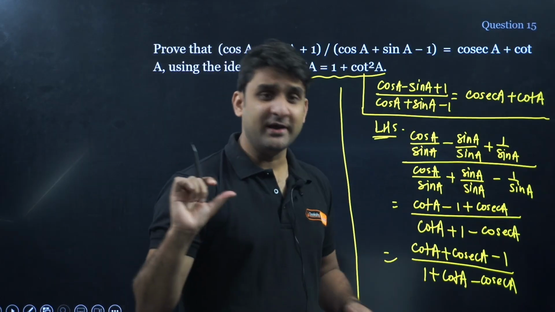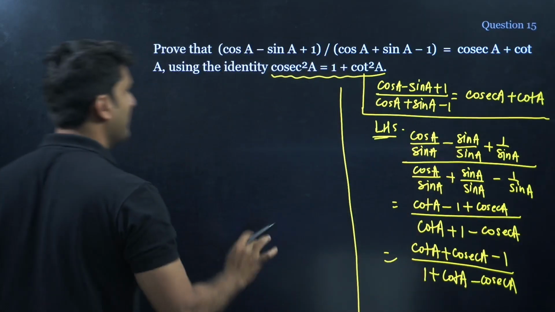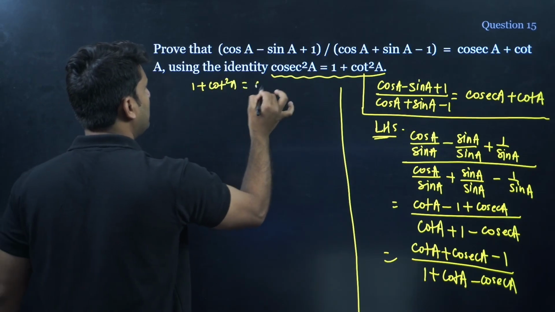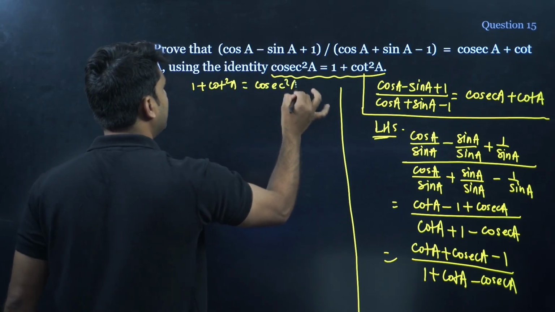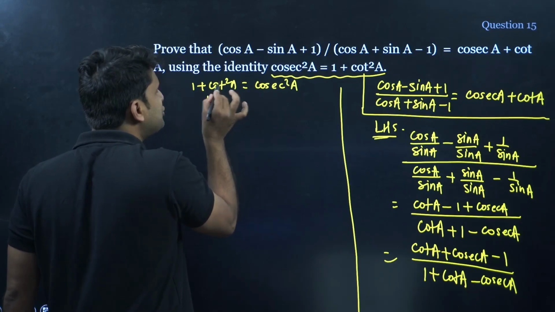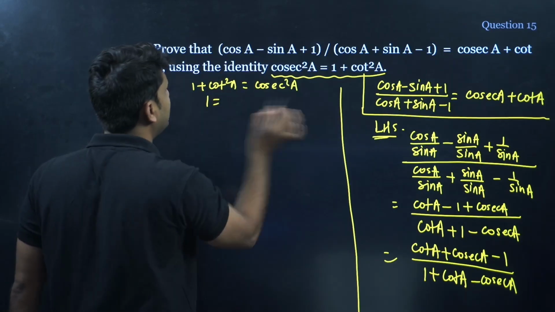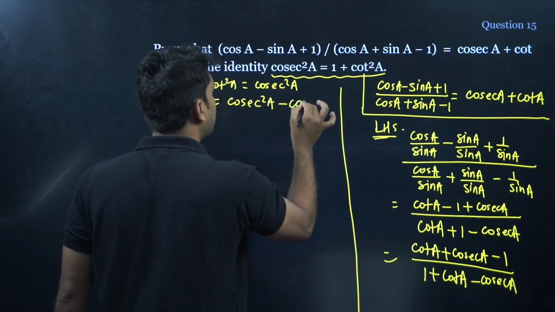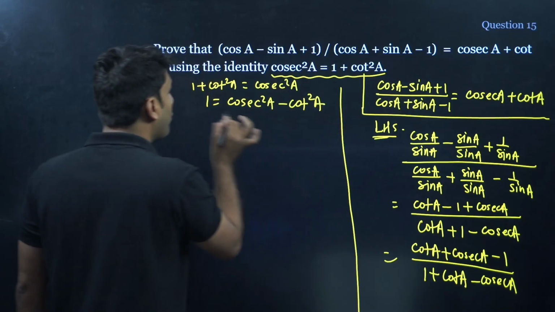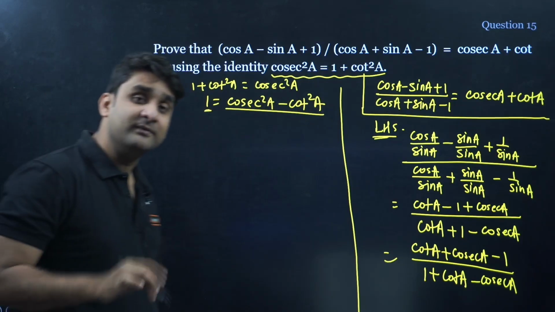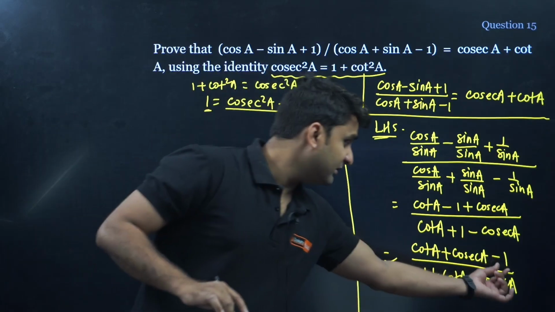Guys, if I replace this 1, listen how. My dear, 1 plus cot square A is equal to cosec square A. This is an identity. So if I bring this cot square A that side, it can be written as cosec square A minus cot square A. So 1 can be written as cosec square A minus cot square A. So this one will be replaced.